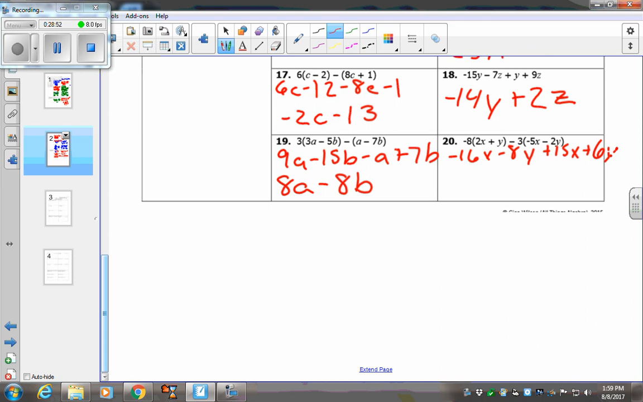What do I need to write next? What will combine? Yeah, you. Give me something that combines. Hey guys, I'm asking him. What will combine? Yes, so negative 16x plus 15x will give me, what is negative 16 plus 15? Negative 1x. So then what is negative 8y plus 6y? Negative 2y.